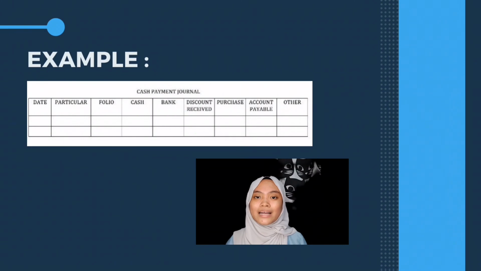This is how a cash payment journal looks like. Starting from the first column, the date of the cash payment made. Next column is the particular. The third column is the folio. Then the fourth column is cash. After that, there is a column for bank. The fifth column is discount received. Also, there is a column for purchases. The seventh column is accounts payable. And lastly is for other.